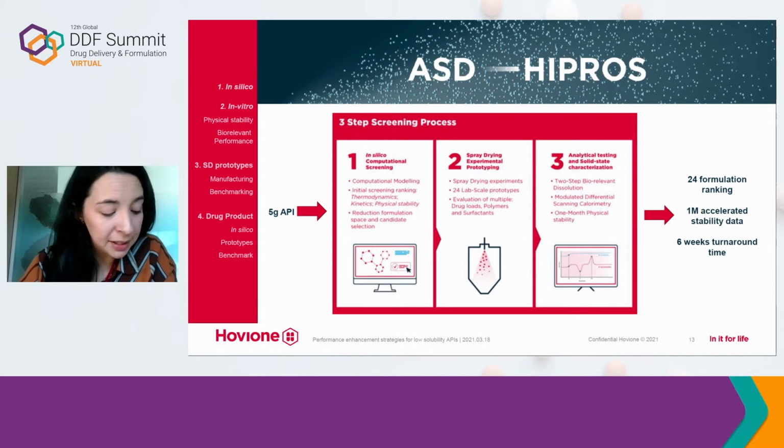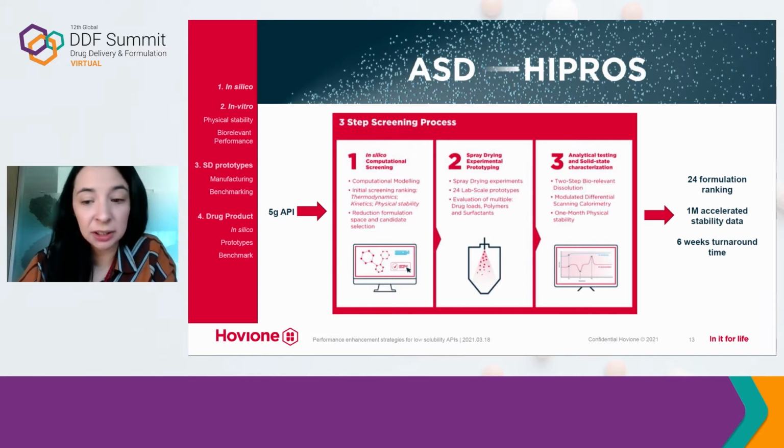The second step consists in the production of up to 24 spray dried powders on a modified lab unit. And finally, the last step consists in the analytical characterization right outside production and after a 1-month stability study at 40 degrees Celsius and 75% relative humidity.